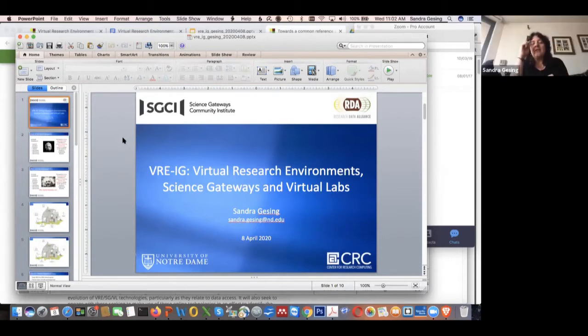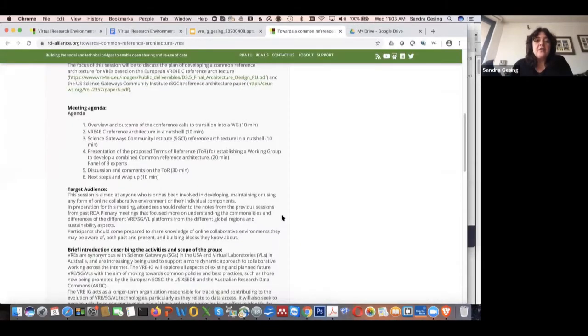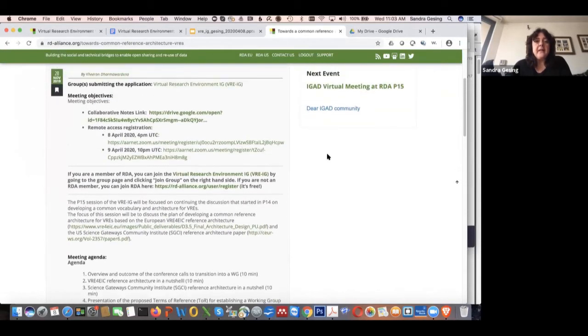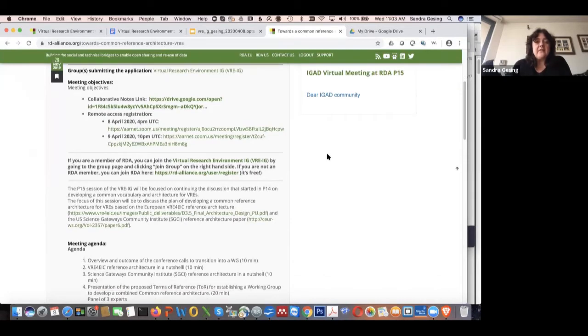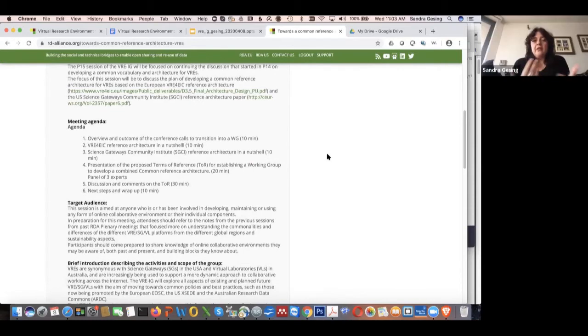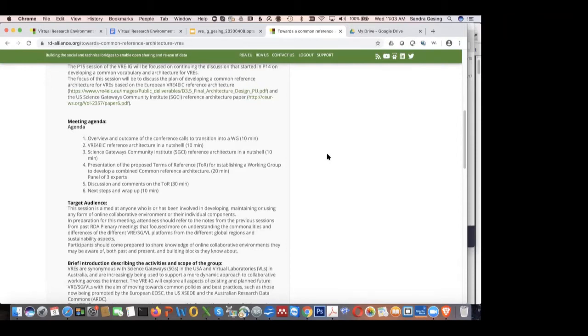And we will look at the timeline anyway. So the program for today is a little bit shorter version of the agenda we had for the in-person meeting in Australia. So you might have seen the meeting agenda on the website in RDA and the meeting objectives. We would like to talk first of all about an overview and outcome of the conference calls, because we are considering to build some working groups, but we want to build the interest group.